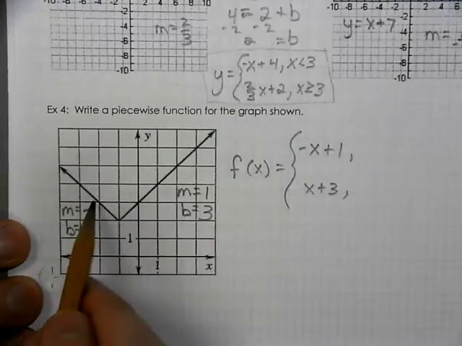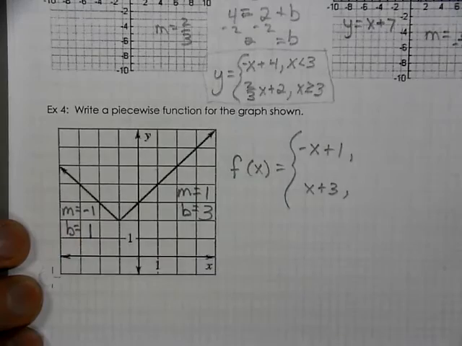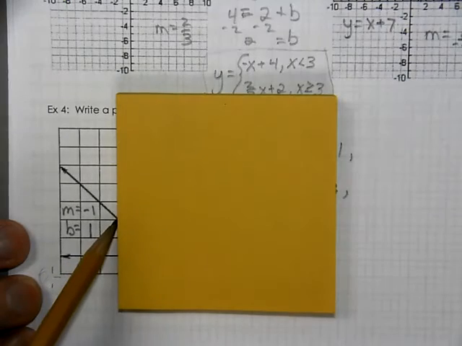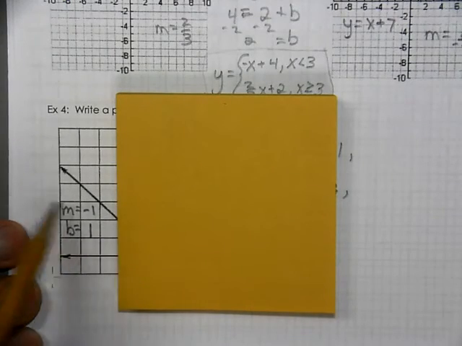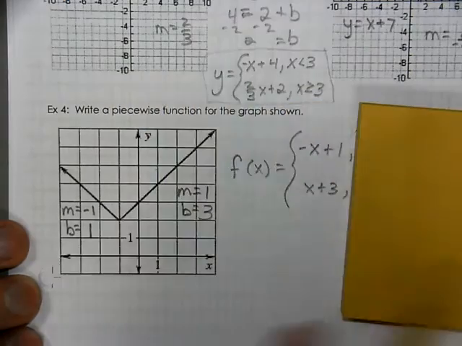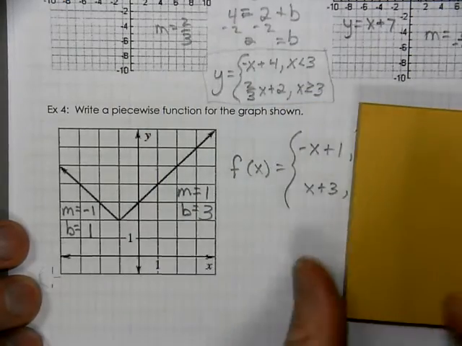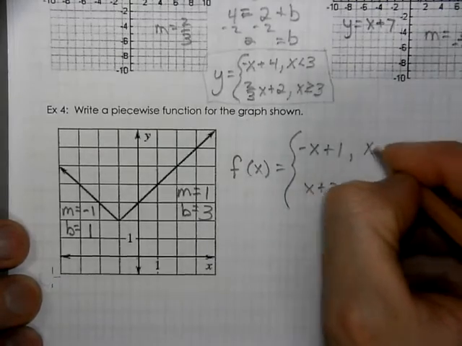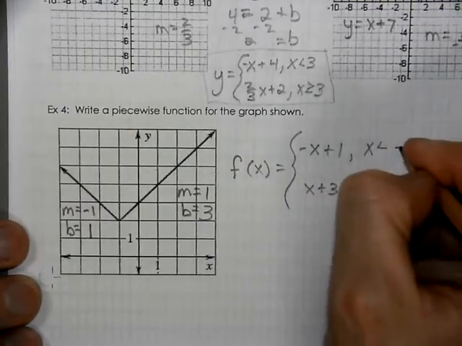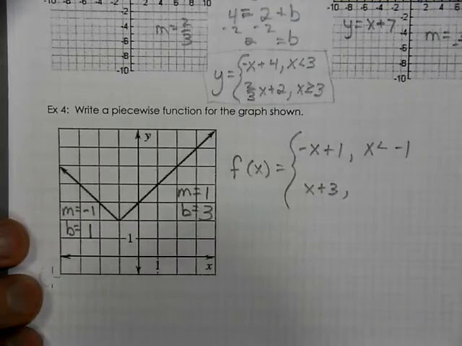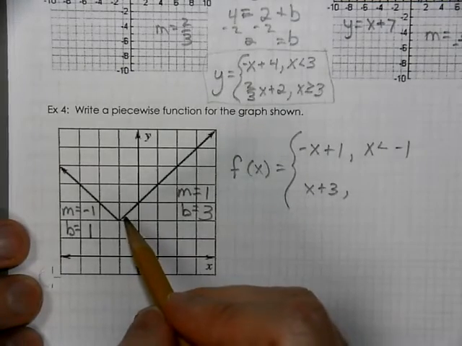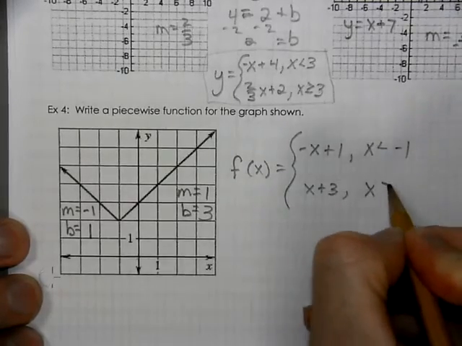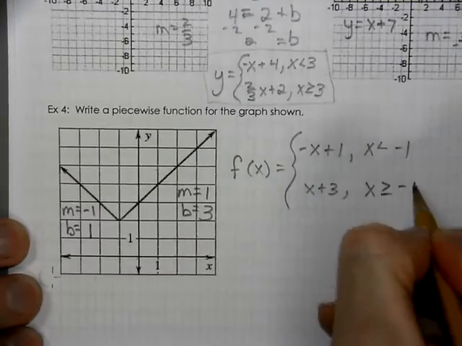Our domain for this is, we could cover that up. We're going from this x value to the left. That happens to be at -1. So x is less than -1. We have a positive slope when x is greater than or equal to -1.